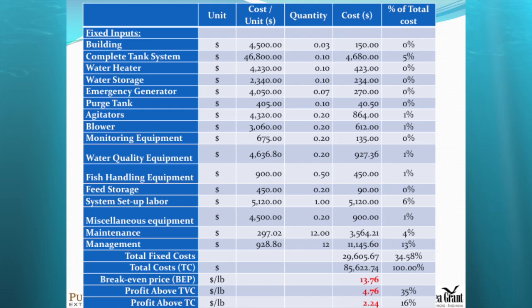What is interesting is the break-even price is almost $14 a pound. So it obviously does cost more to grow shrimp indoors here in the U.S. So you got to market at a higher cost than that.